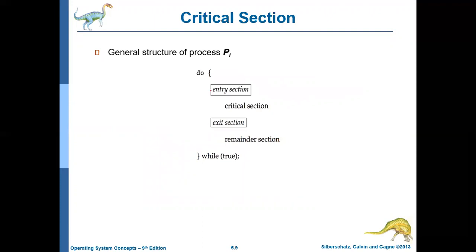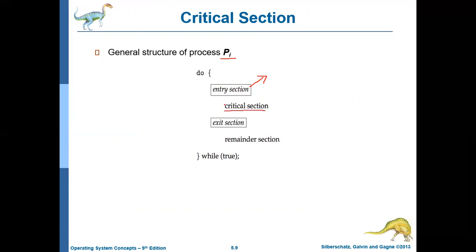So that is given here. Normally this is how a critical section of process Pi appears. There is a do while loop, which is an infinite loop. Inside that there is an entry section. This entry section checks whether any other process is currently in the critical section or not. If some other process is in the critical section, then it will keep waiting. It will not enter into the critical section. If no other processes are in the critical section, then this process Pi will enter into the critical section.